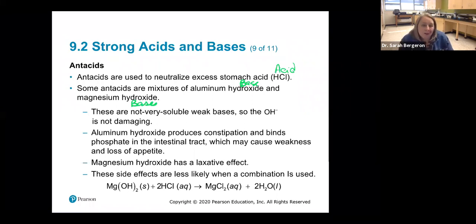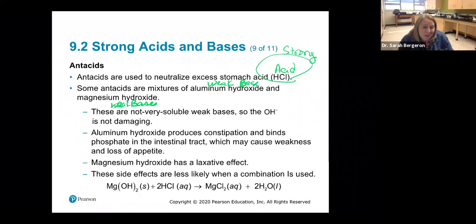And so aluminum hydroxide and magnesium hydroxide are not strong. They are weak. They're both weak bases. Hydrochloric acid, on the other hand, is a strong acid. And so the weak bases, the aluminum hydroxide and the magnesium hydroxide, are not very soluble. And so because they don't make a whole lot of OH minus in solution, it doesn't hurt your body to take them. That's why you can chew them, right? You can eat them.